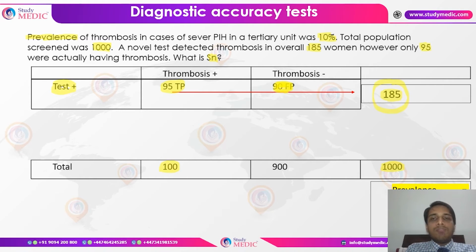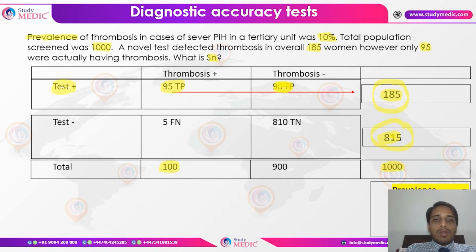Now we have filled many columns. Now we will see another problem. If 185 are tested positive out of 1000, how many are tested negative? It is 815 tested negative. Now we will fill the columns. So out of 100, if 95 are true positive, 5 will be false negative. The total is 100. Out of the 900 remaining, 90 are false positive, meaning 810 will be true negative.